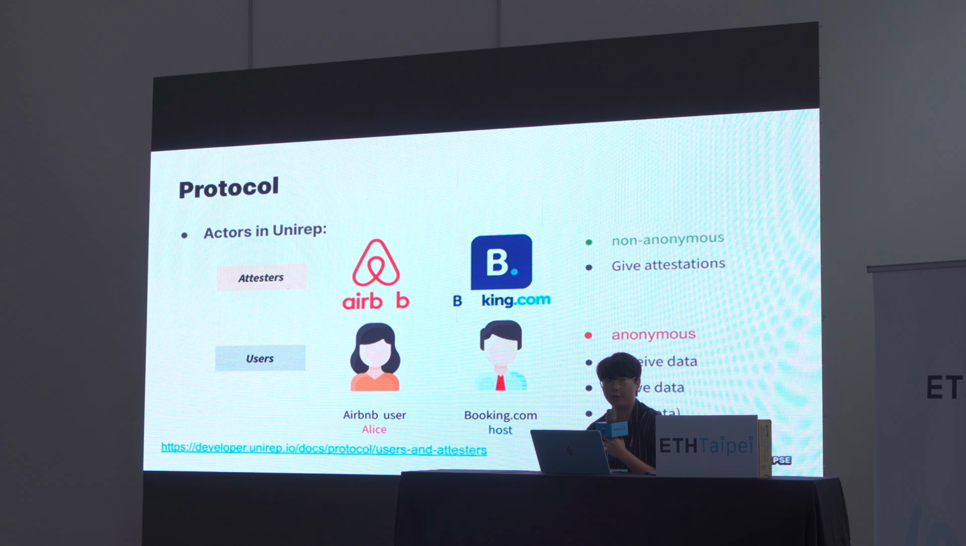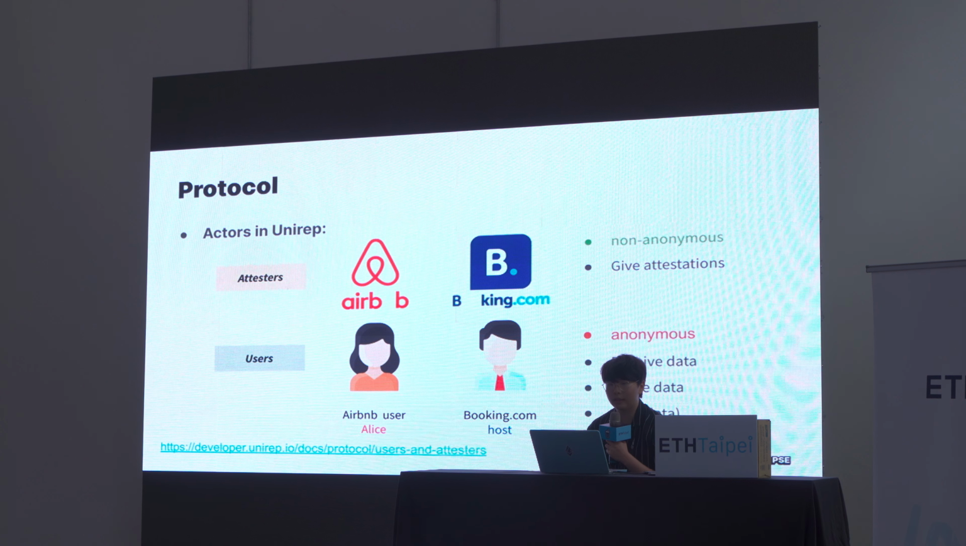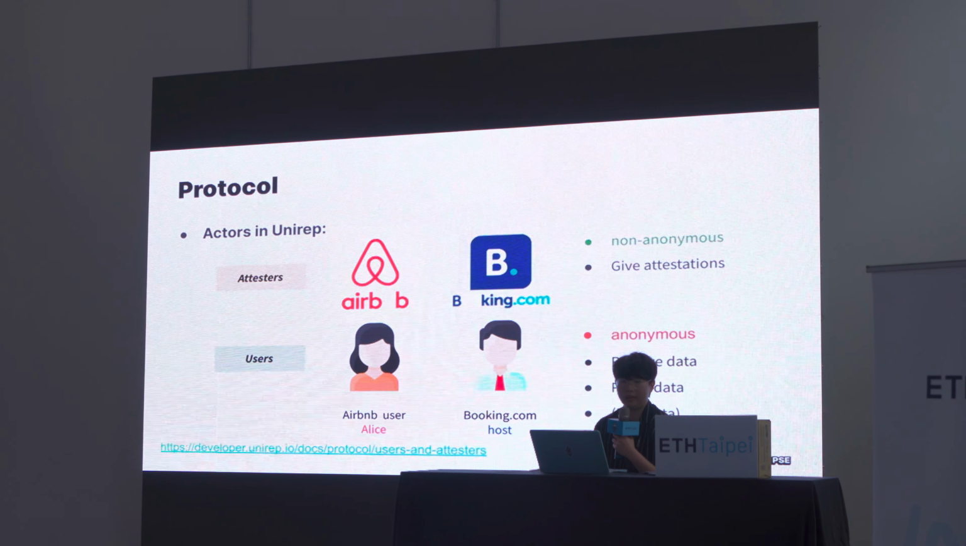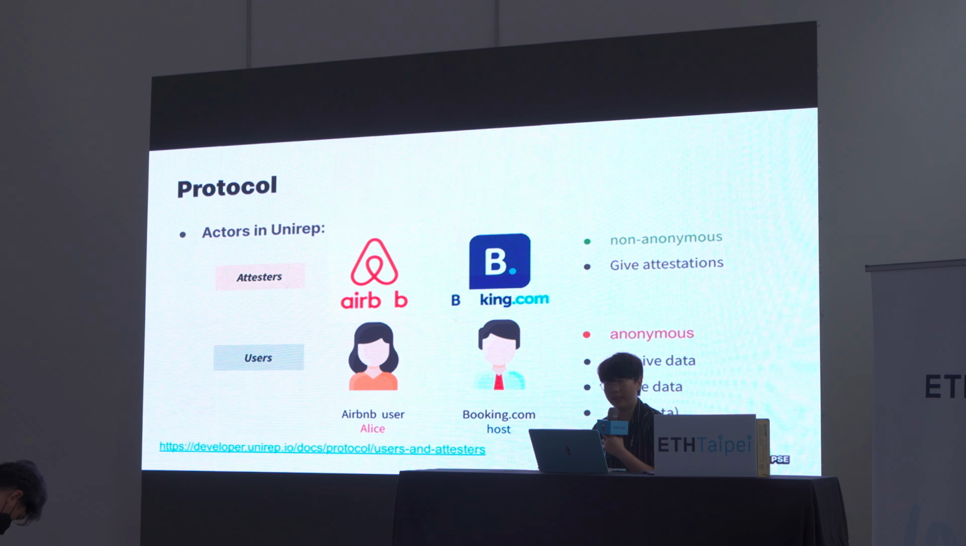For the Unirep protocol, we first define two actors. The first is called attesters, like Airbnb or Booking.com. It is not anonymous, and it witnesses each data transaction that happens, giving users this kind of data. The other role is called users, and it is anonymous. So Alice and the Booking.com host can remain private in this system. Users can receive data from the attesters and then prove how much data they have in this system. They can even use this data to do other things.